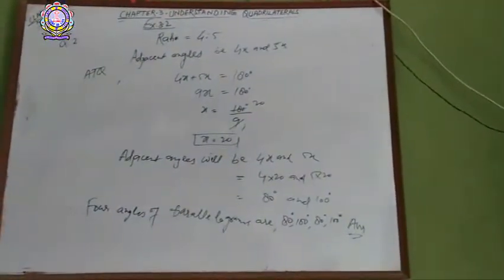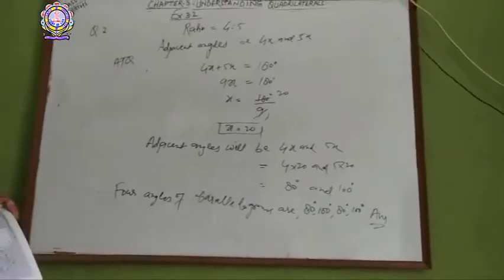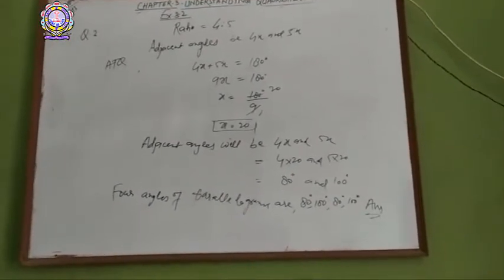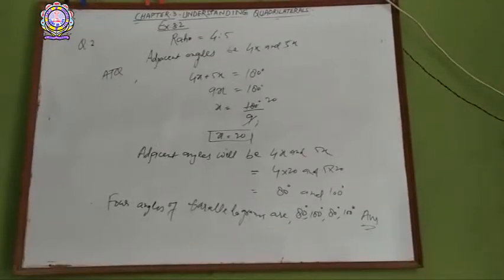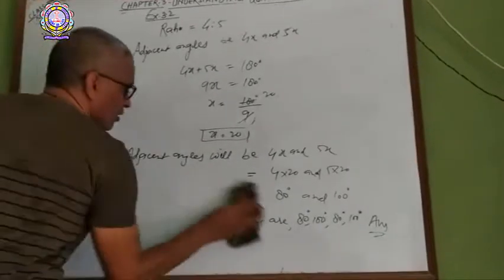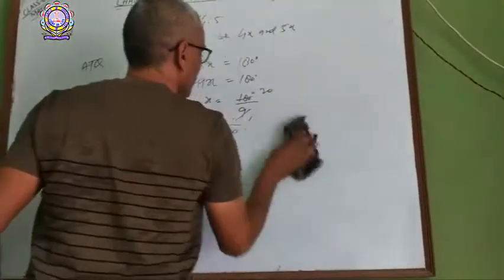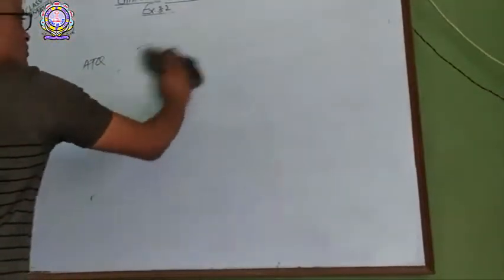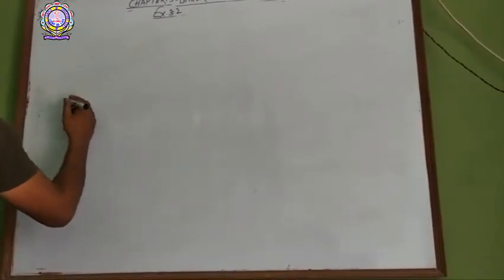Now come to the third question. Okay, students, now we will solve question third of this exercise. Question third is: if two adjacent angles of a parallelogram are 5x minus 5 degrees and 10x plus 35 degrees, find the ratio of these angles.